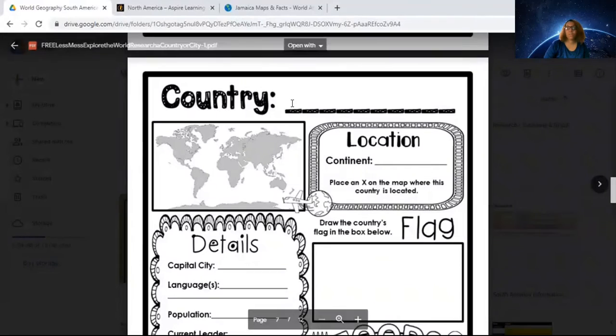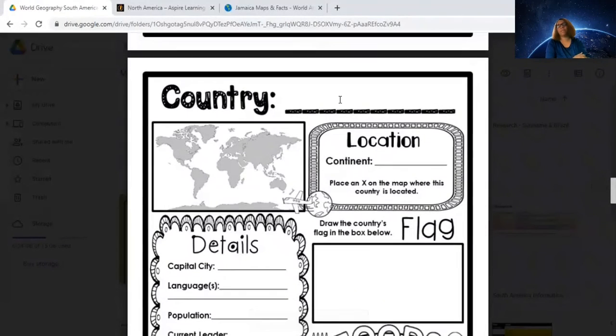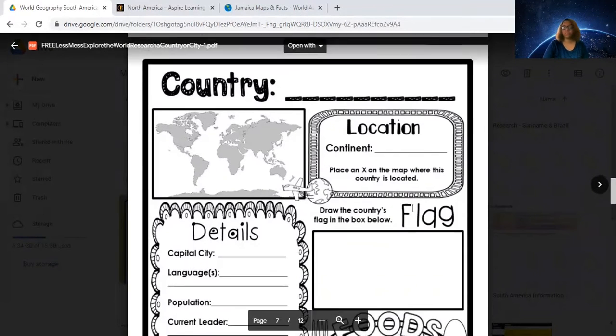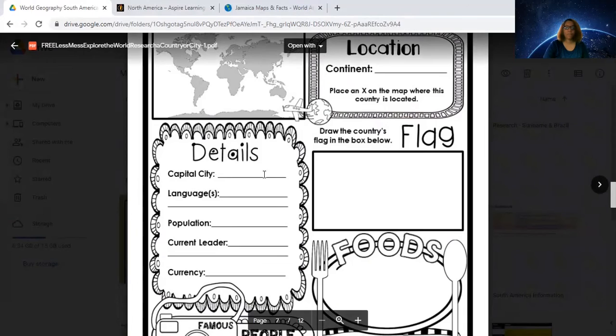It will also tell you the official name. So if it doesn't say the official name is whatever, then you know, okay, it's Jamaica. But to double check, you may want to do an internet search. And then once again, we know we're in North America. Well, we saw that on the map. You can kind of pinpoint where it is on this map. You can draw the flag from there. They have the capital city.